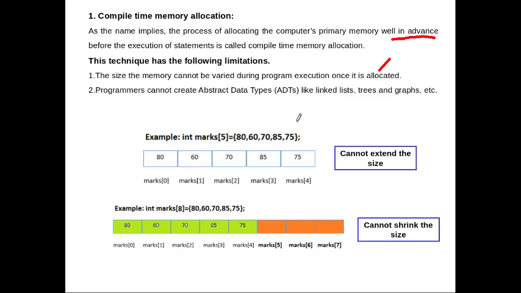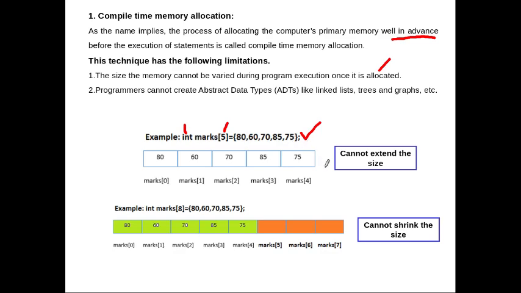Let us consider a few examples to demonstrate compile time memory allocation. In this example, we have declared an array named marks. The maximum size is 5 and it is of type integer. This array will hold the initial values 80, 60, 70, 85 and 75. As soon as this statement is executed in a program, memory of 5 locations will be constructed, and each location is stored with these initial values.